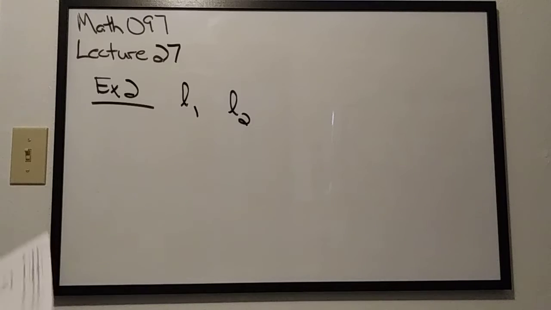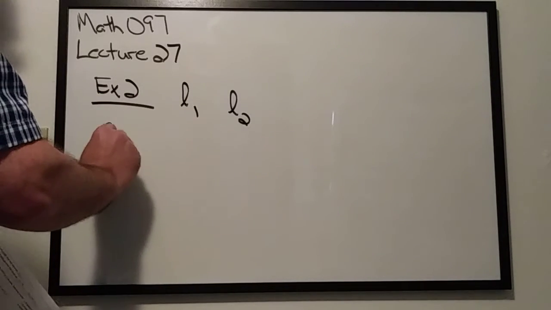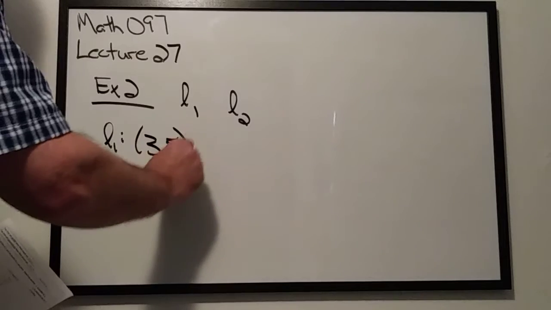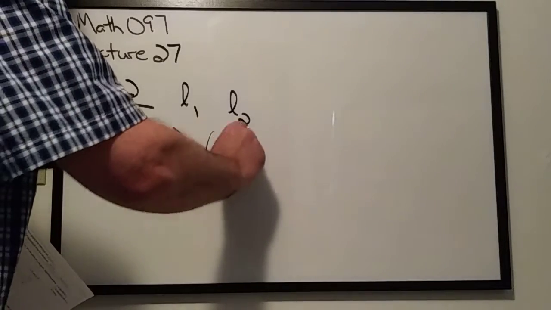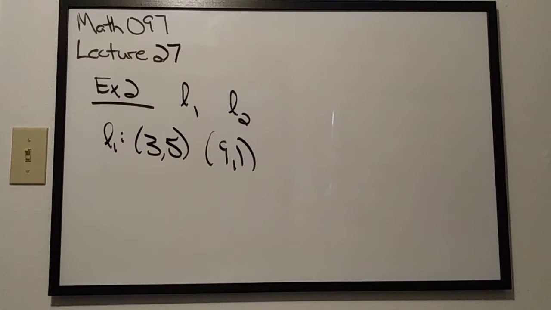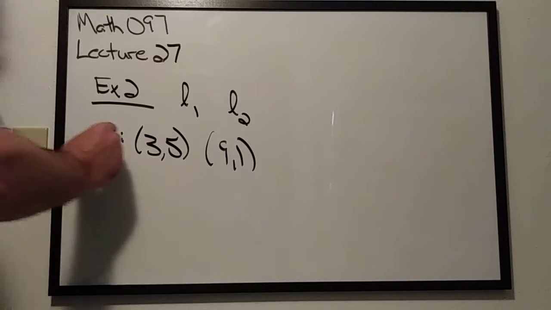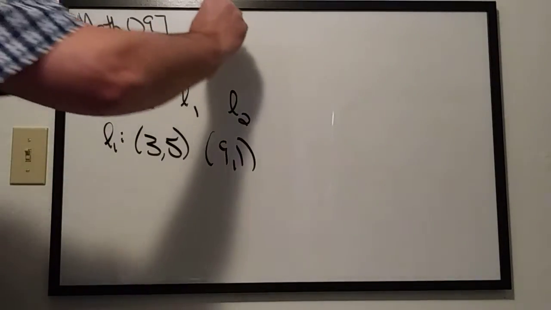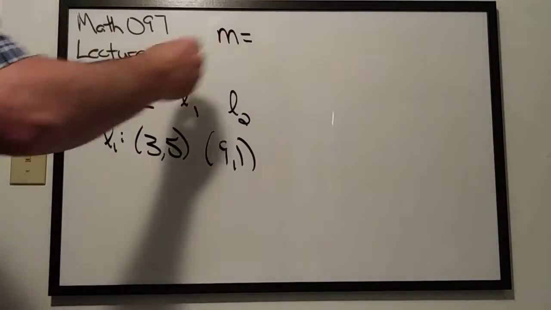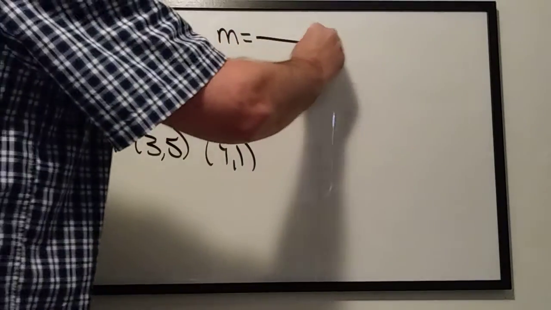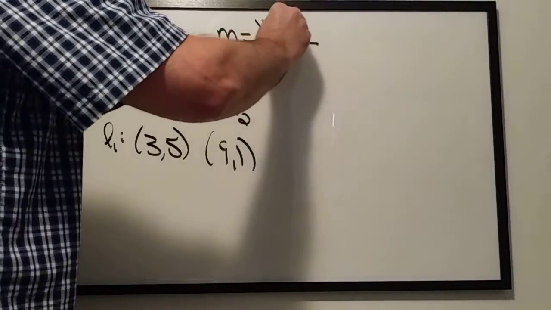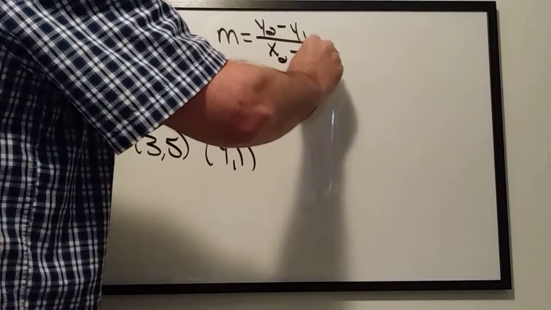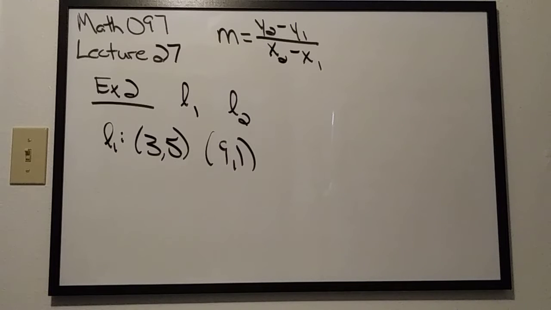So line 1 has 2 points on it. Line 1 has the point (3, 5) and the point (9, 1). Well, if those are 2 points that are on this line, I know that this idea of parallel and perpendicular is associated with slope. So we can calculate the slope of this line. Now remember, we have a formula for slope. m is going to be rise over run, but we also have that version where it's y2 minus y1 divided by x2 minus x1. So when we look at these 2 points, we have to decide who's point 1 and who's point 2, and then move forward.